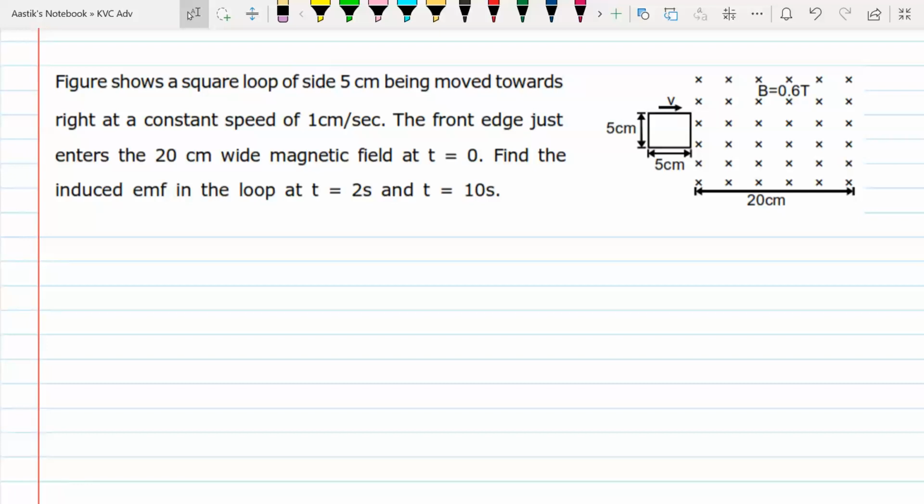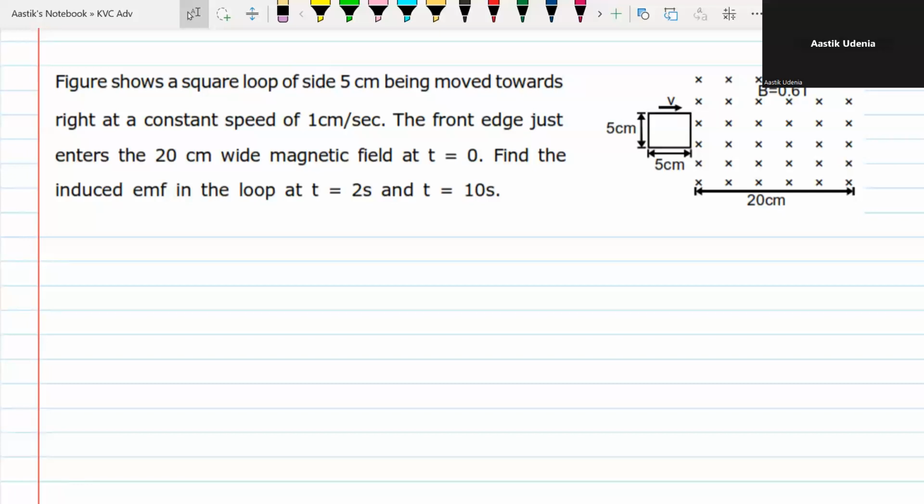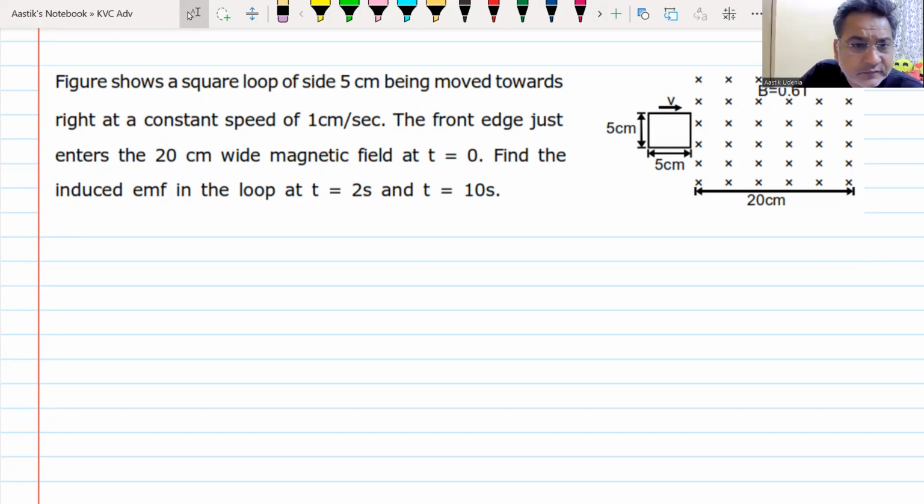Are you trying, or shall I do it? Where it is 1.5 into 10 power minus 4 divided by 8. Which case? Time 2 seconds or 10 seconds? You are giving the answer after so much time, one hour, and that too a wrong answer. Sir, at time 2 seconds it is 3 into 10 power minus 4, and at 10 seconds it is 1.5 into 10 power minus 4.